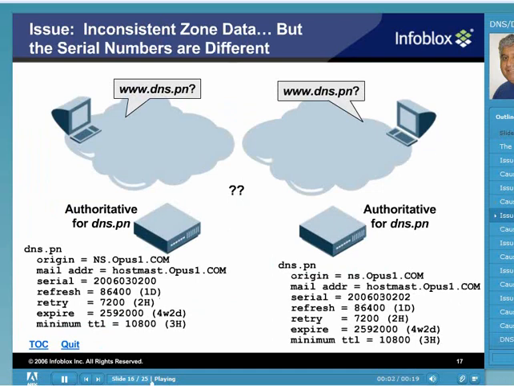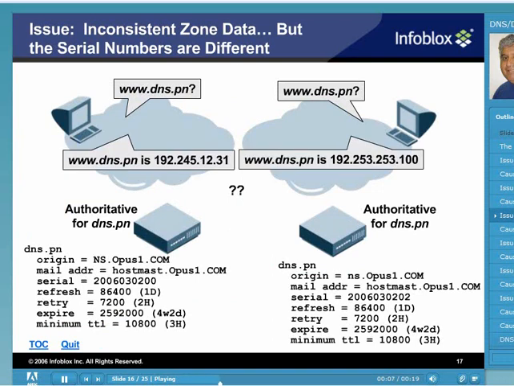In this situation, we're examining the zone data for a given zone on different authoritative slaves. Both should be identical, but clearly they are not. These serial numbers are different along with whatever else caused you to begin debugging in the first place.